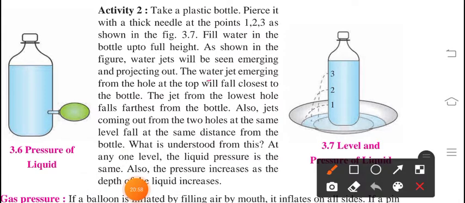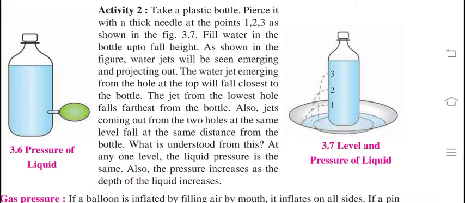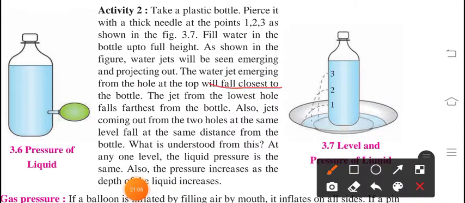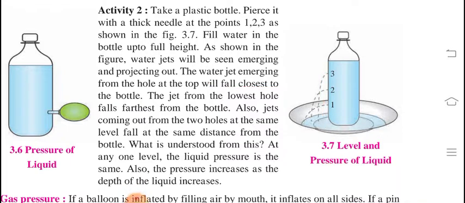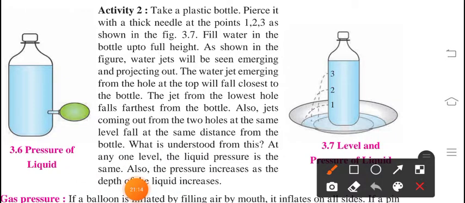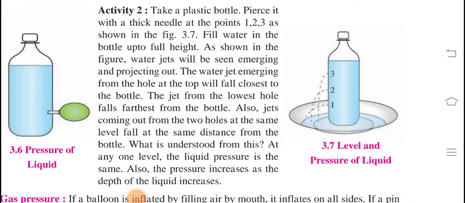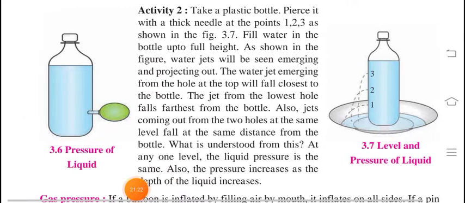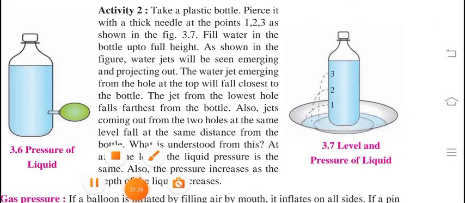The water jet emerging from the hole at the top will fall closest to the bottle. Then the jet from the lowest hole falls farthest from the bottle. Also, jets coming out from the two holes at the same level fall at the same distance from the bottle.